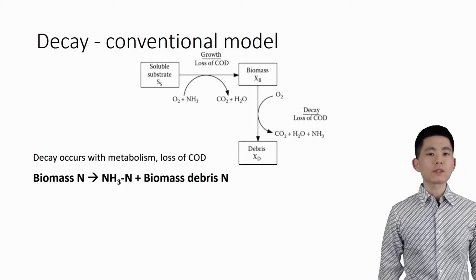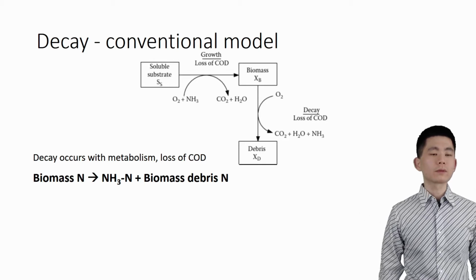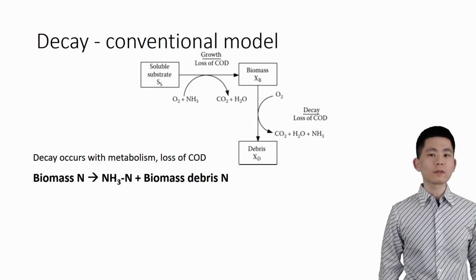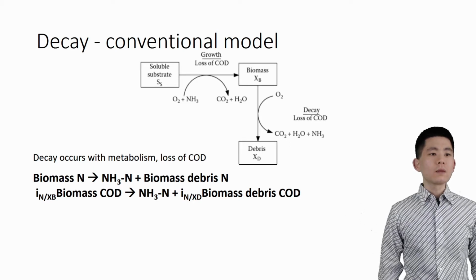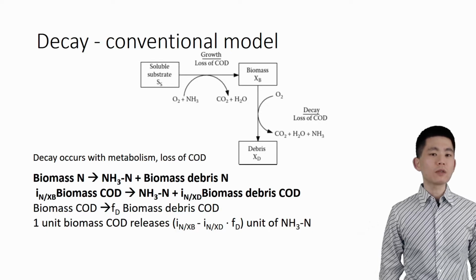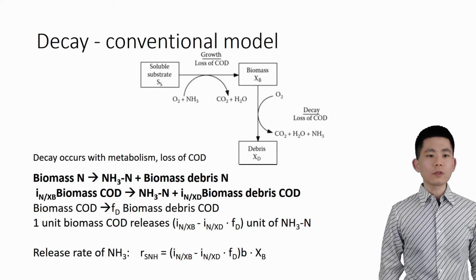This is a reaction of ammonia release from organic nitrogen during decay in the traditional model. Biomass nitrogen becomes ammonia nitrogen and debris nitrogen. We can again write this in COD terms. iNXB and iNXD are the nitrogen fraction of COD in active biomass COD and debris COD, respectively. Because 1 unit of biomass COD contains iNXB unit of nitrogen, and 1 unit of biomass is converted to FD unit of biomass debris, which contains iNXD times FD unit of nitrogen. So a mass balance tells us 1 unit of biomass would release iNXB minus iNXD times FD unit of ammonia nitrogen. We can get the release rate of ammonia nitrogen according to stoichiometry.